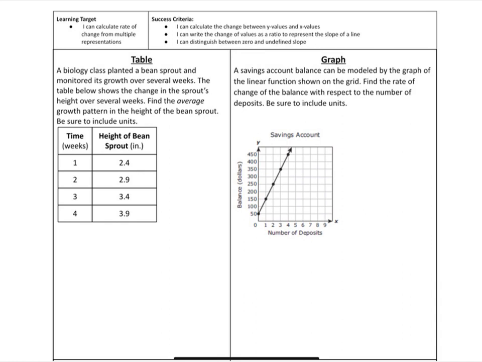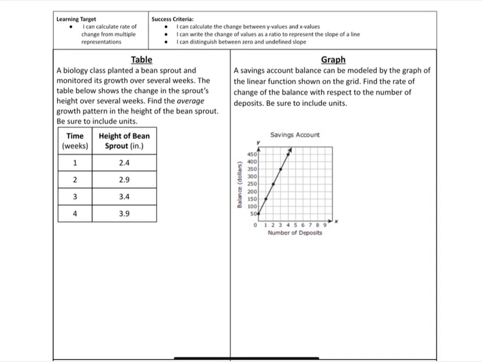So none of those success criteria change. The only thing I would add is that we need to be able to take information from a word problem and apply it to real life, right? Can we find the slope for situations? So when looking at it for a table, let's read the situation.